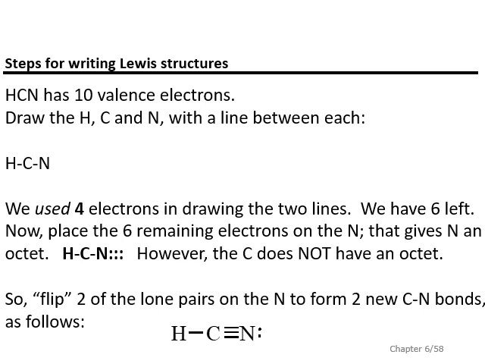So that's what it looks like. Okay, so you'll have to watch every time you do one of these. You have to remember to check if the central atom has an octet. And if it does not have an octet, you have to flip electrons over to it by making bonds between it and the thing next to it. Next slide.